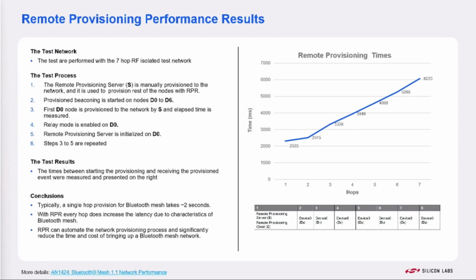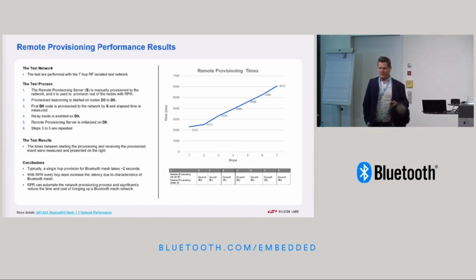But consider an installer walking around with a smartphone, searching for the next node to add, selecting that node, and provisioning it to the network. That takes 30 seconds, 60 seconds per node easily, even more the further you need to walk. Roughly, with single hop provisioning, it takes about 2 seconds to add nodes to the network. Of course, the further you go, the latency goes up because there are more hops. But the bottom line is, even with this performance, this is significantly faster than doing it manually by the user. And you can automate it in software. You can avoid human errors, issues, training people, and other things. So it should significantly simplify and reduce the cost of deploying these networks.